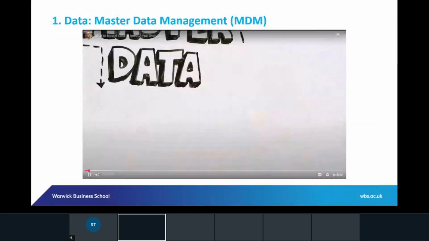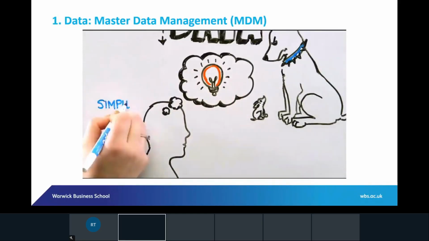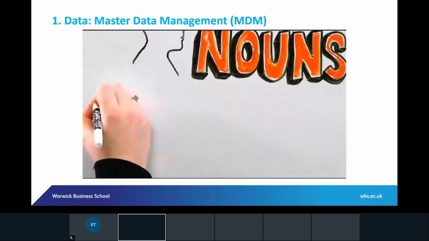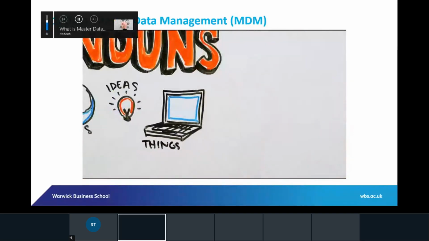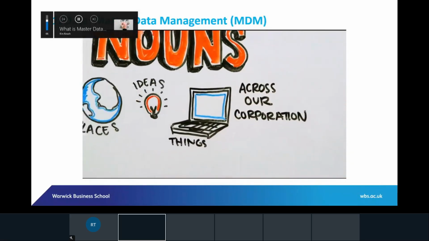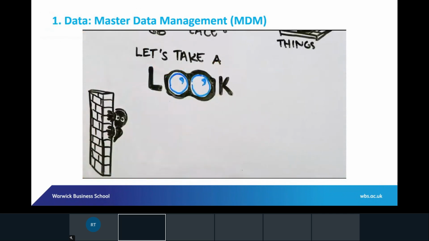Master data. The name can sound intimidating, but the concept is actually quite easy to understand. Master data are the nouns of our business. They are the people, places, ideas, and things across our corporation. Master data is involved in every business group at Intel. Let's take a look at some of the places master data hides out in our day-to-day work.